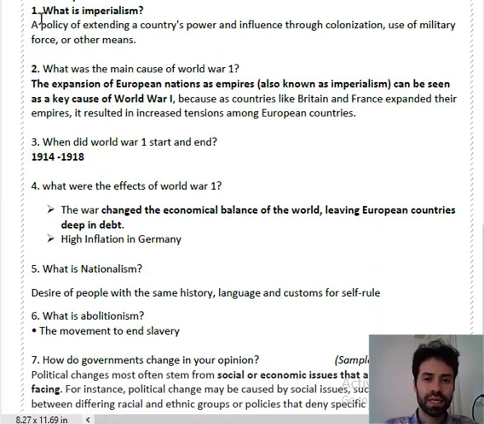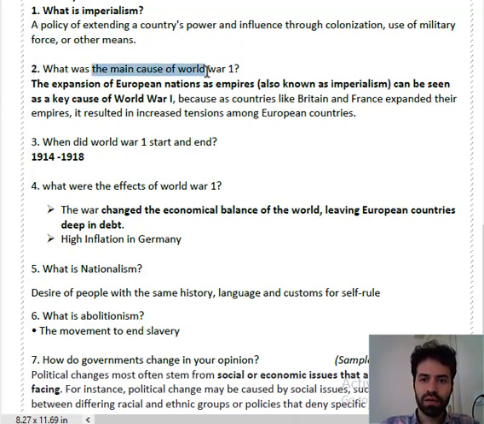In simple words, you can say a tendency of a country to expand its power, influence, and territory to other lands, other countries, and take their resources, take their lands, and take their things they have. It is called imperialism. It's actually a tendency to colonize other countries.